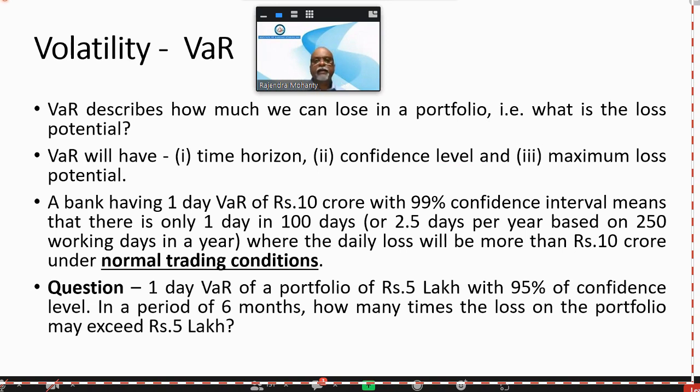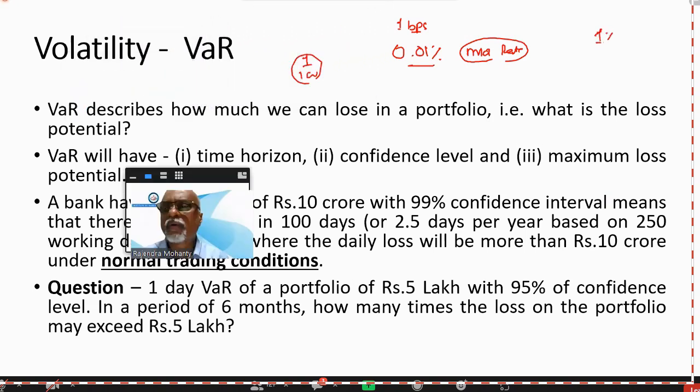Sir, can you please repeat the concept of BPV once again? BPV means what is the change in the price of any investment if there is a change of 0.01% in the market rate. It is given as 1 BPS. One BPS is the standard unit. 1 BPS is equal to 1 by 100 of a percent. That is the standard.